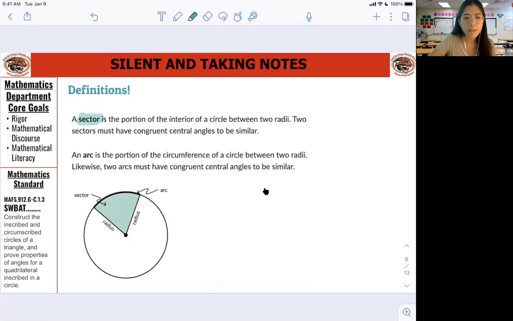Is that radius or radii? Radii? How do you pronounce that? Radii. Radii. That's how you say it. When there's more than one radius, it's 2 radii.